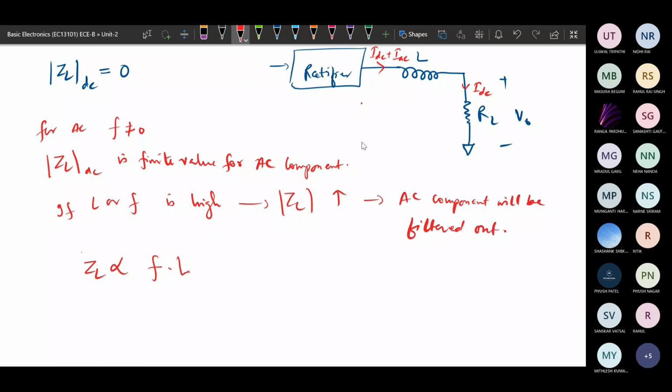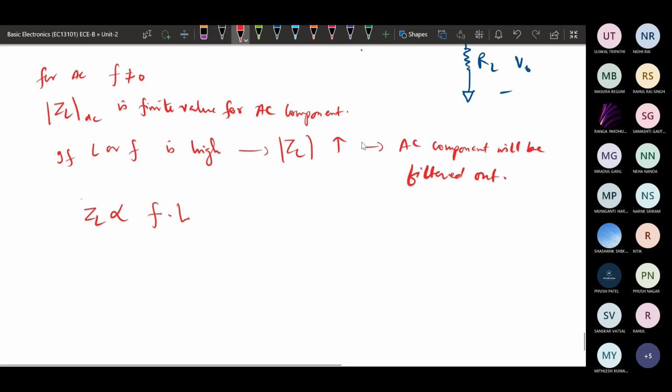Okay, and if this is the case, then the ripple factor, basically the ripple value: if ZL is high, then the ripple will be less. That means the ripple is inversely proportional to ZL. Or we can say the ripple factor is inversely proportional to frequency and L.